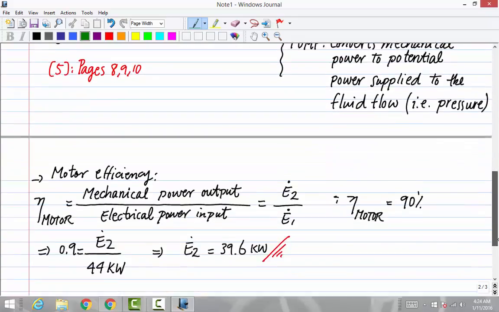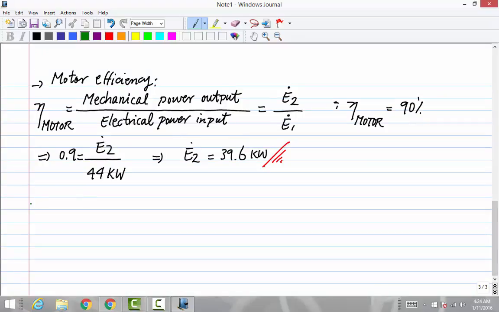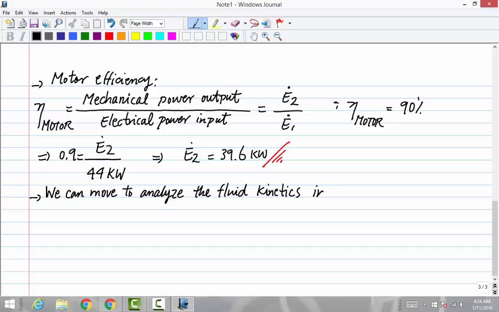So now we can move to analyze the fluid kinetics, which is like velocity, pump and stuff, pressure and stuff inside the pump. Or I can say mechanics as well.